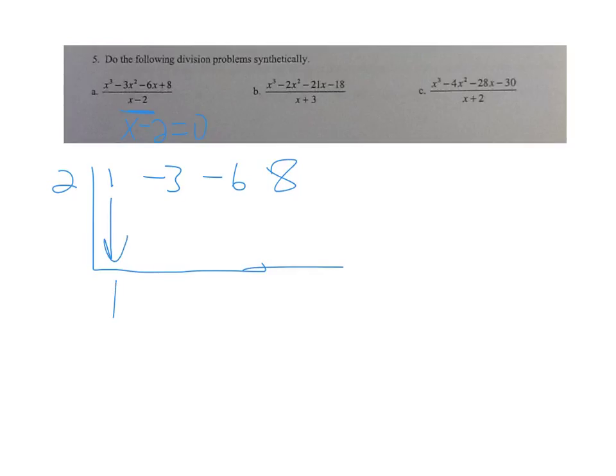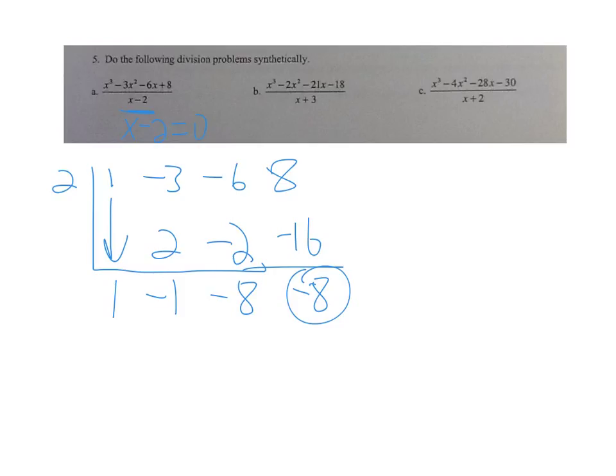Draw my arrow, bring down the 1. Then I multiply. 1 times 2, I get 2. I add those, I get negative 1. Negative 1 times 2 is negative 2. Add those, I get negative 8. Negative 8 times 2 is negative 16. I add those, I get negative 8 as a remainder, which tells me this polynomial doesn't divide evenly by x minus 2. In other words, x minus 2 is not a factor of that.